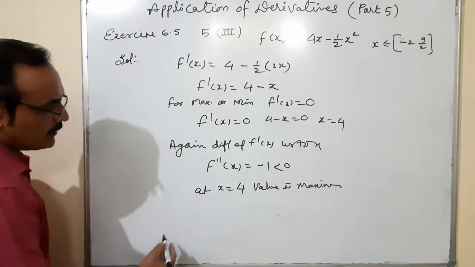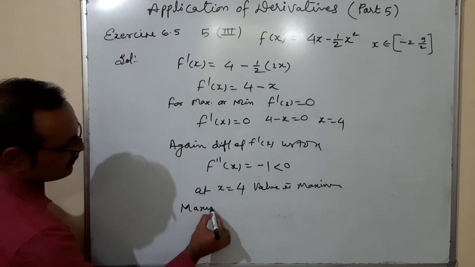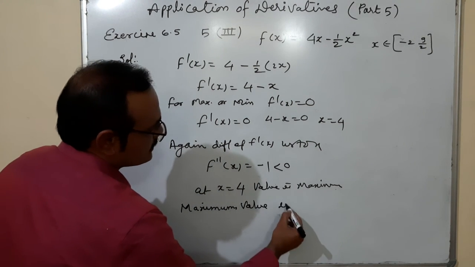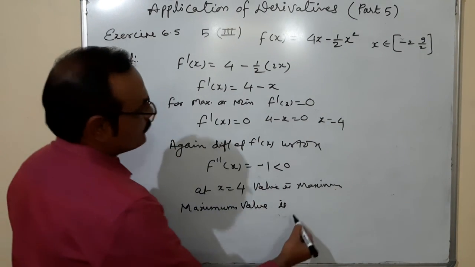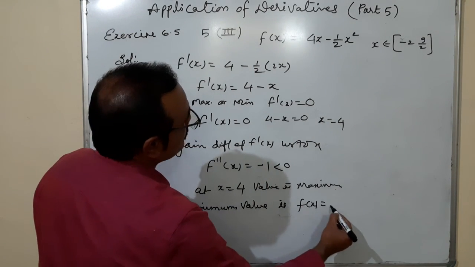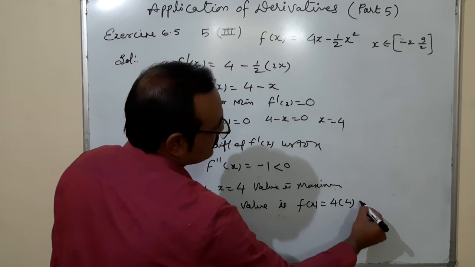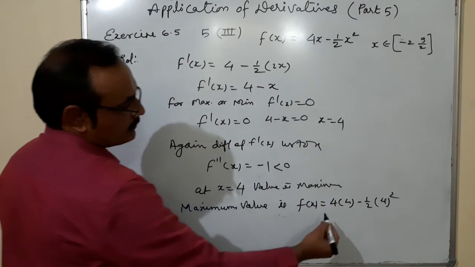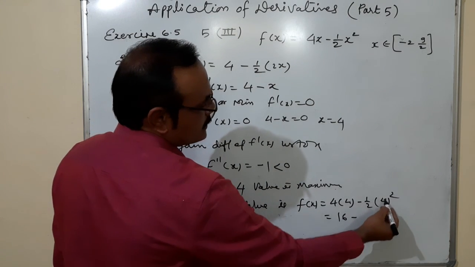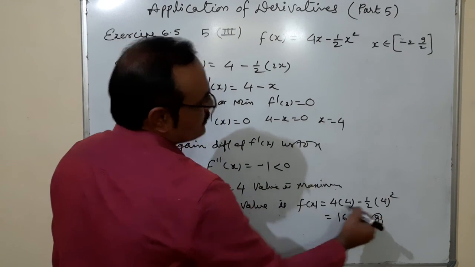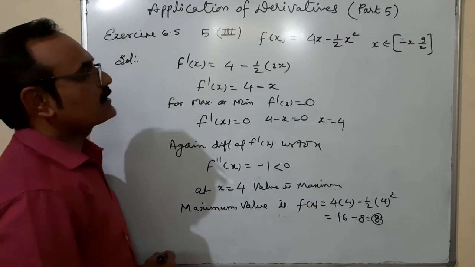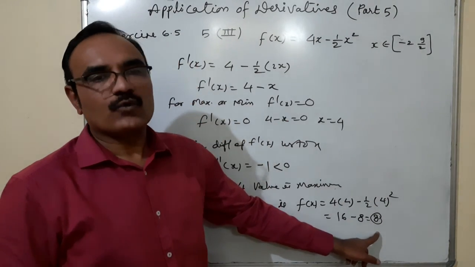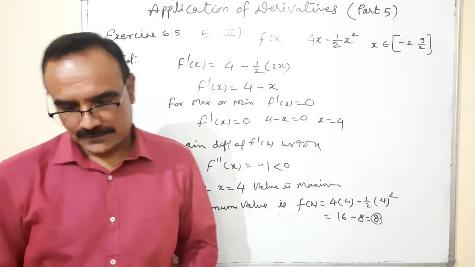Now how to find the maximum value? Here we have to put x equal to 4. So f of x is equal to 4 into 4 minus 1 upon 2 into 4 square at x is equal to 4. So it is coming 16 minus 16 divided by 2, that is 8. So the maximum value of this function is 8. You're not getting a maximum value under this interval more than 8. You can check it.